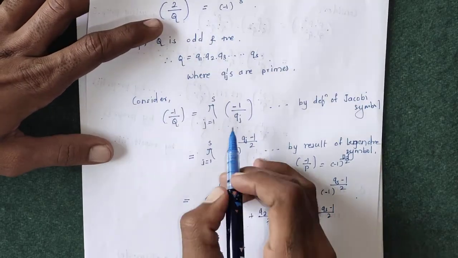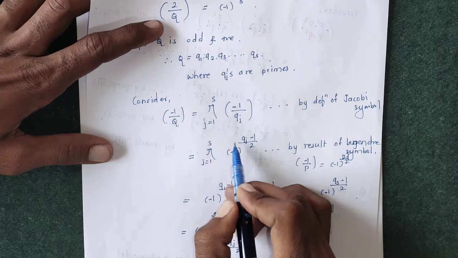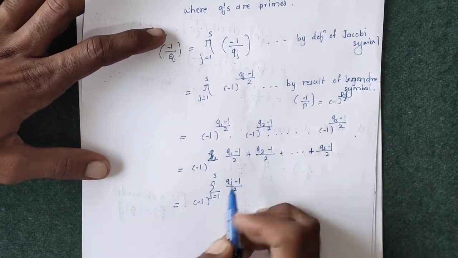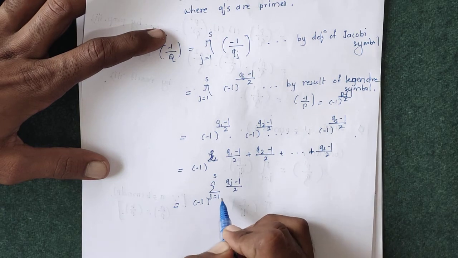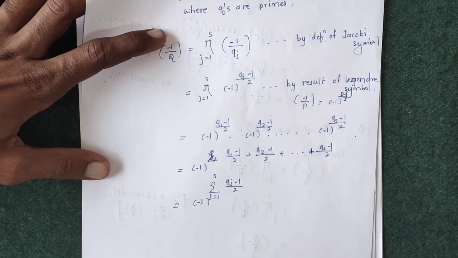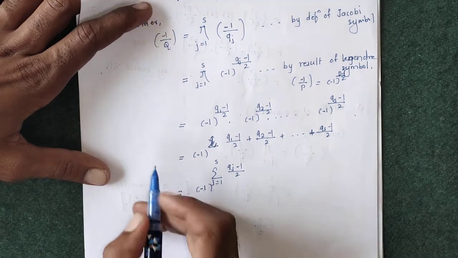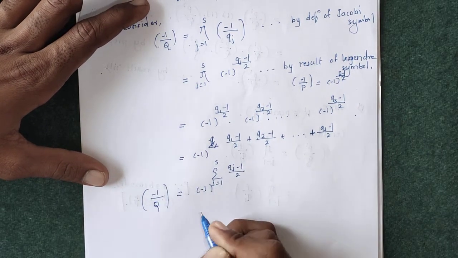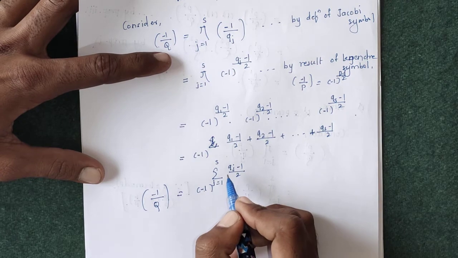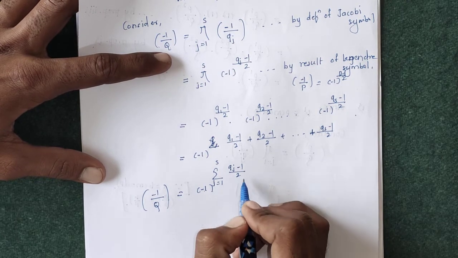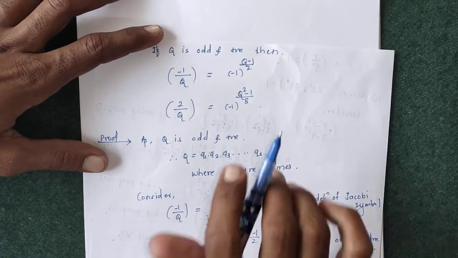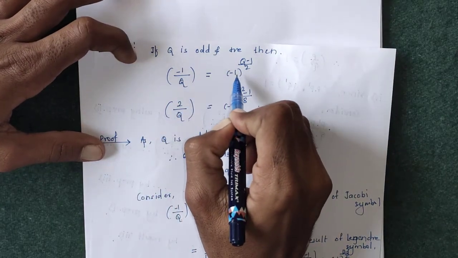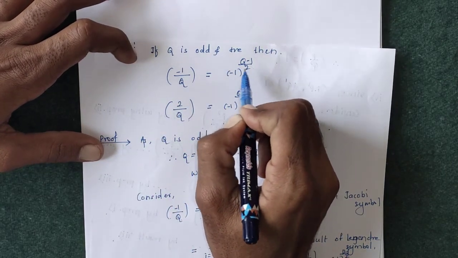So, the product of this minus 1 to the power (qj minus 1) by 2 is equal to minus 1 to the power summation, j running from 1 to s, of (qj minus 1) by 2. So, this is just our Jacobi symbol of minus 1 and Q, which is equal to minus 1 to the power summation, j running from 1 to s, of (qj minus 1) by 2. But we are going to prove the Jacobi symbol of minus 1 and Q is equal to minus 1 to the power (Q minus 1) by 2.